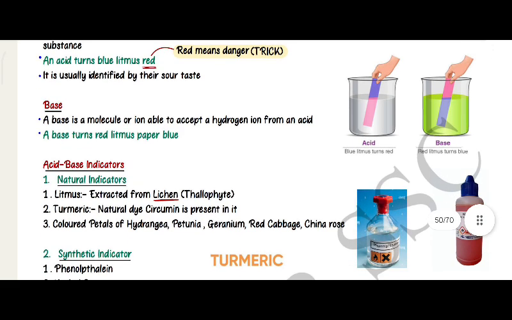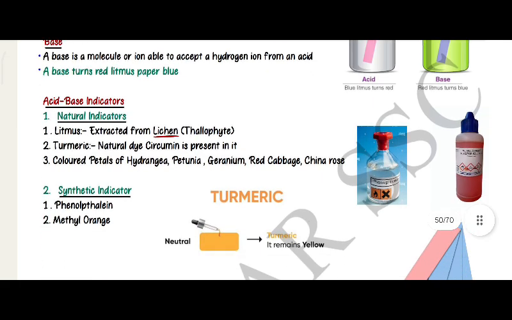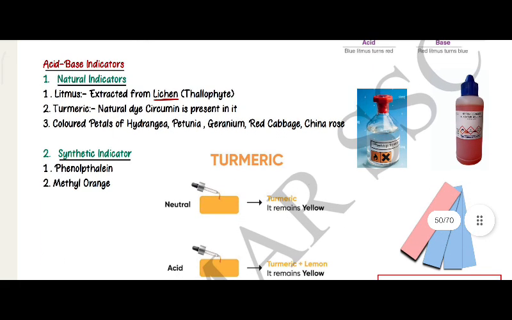Base. A base is a molecule or ion able to accept a hydrogen ion from an acid. A base turns red litmus paper blue. Acid: blue litmus turns red. Base: red litmus turns blue.